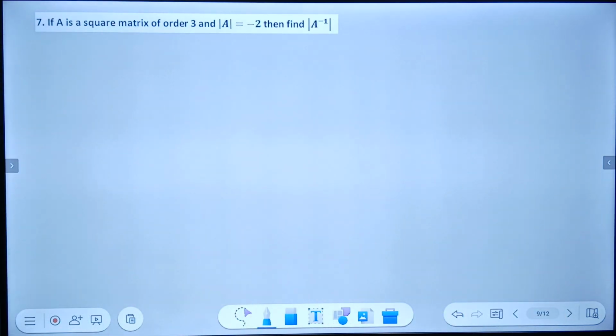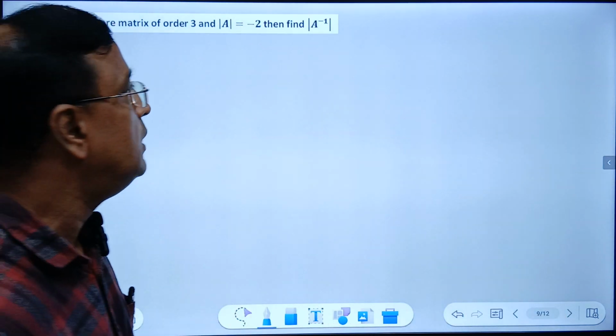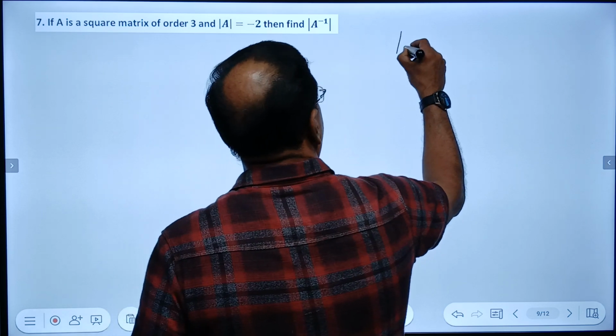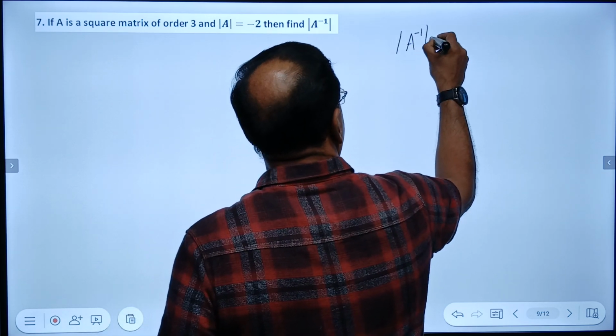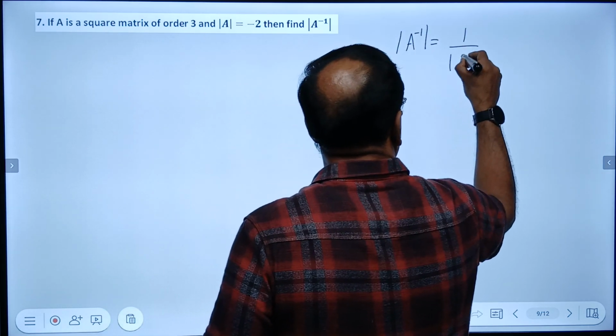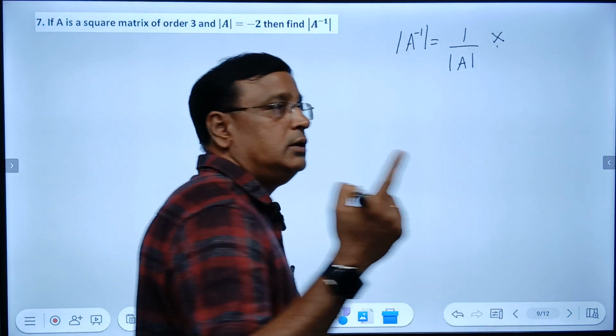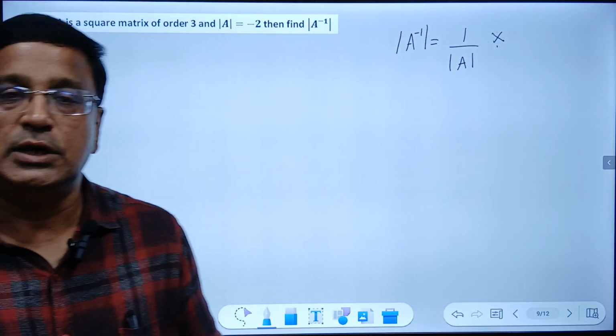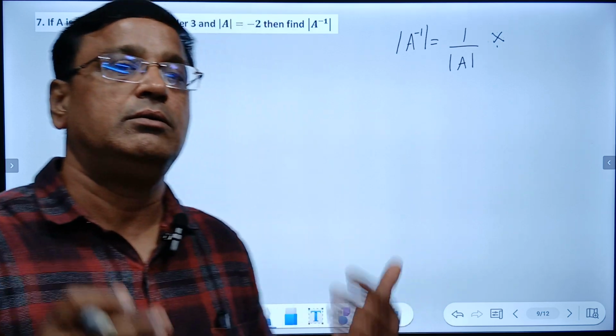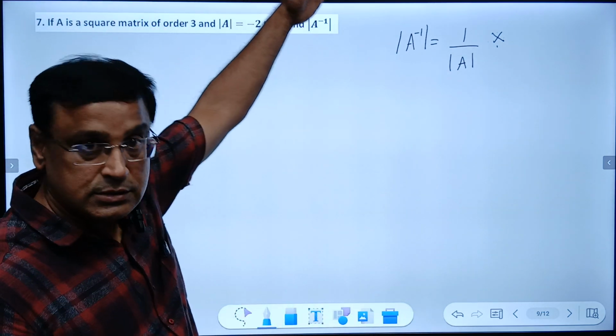Now, this is a very, very important formula. Determinant of A inverse is 1 by determinant of A. Don't forget this. Very important. When we ask this question in our exams, what happens? The children, they find A inverse.